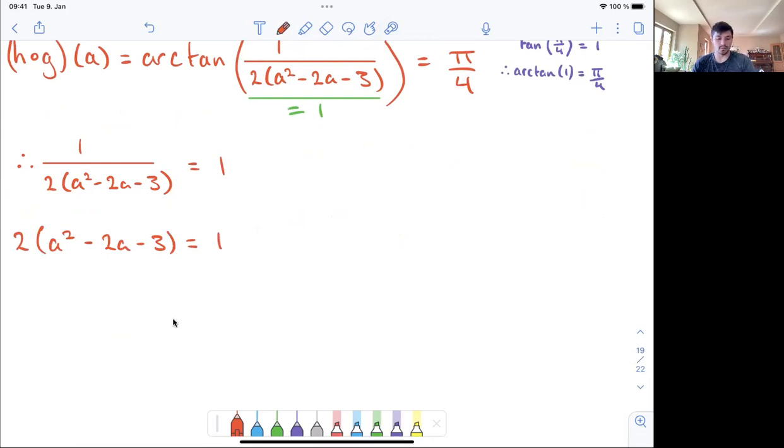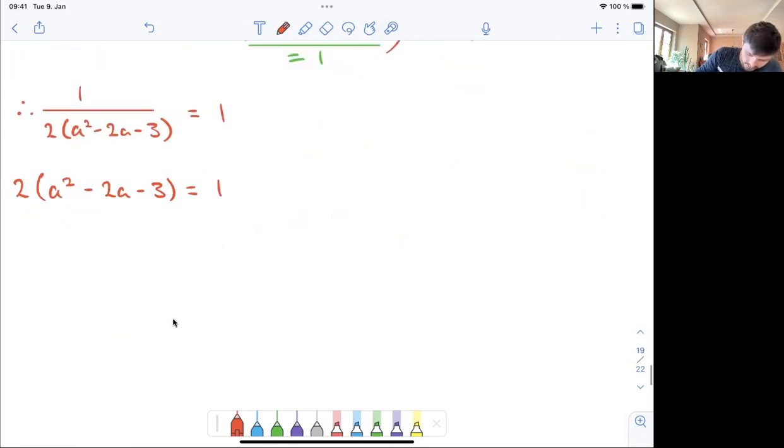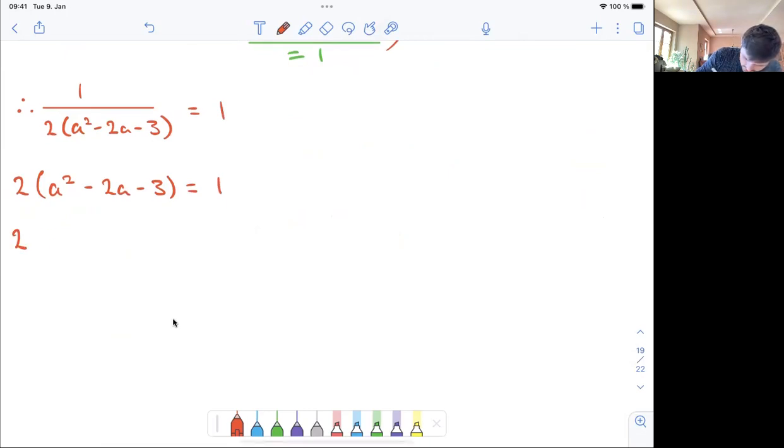All right, and then now let's make this equation equal to 0. So then we will have a quadratic equation. And so we're going to get 2a squared minus 4a minus 6, and then also minus 1, because we're going to bring that over to the other side. So it's going to be minus 7 is equal to 0.